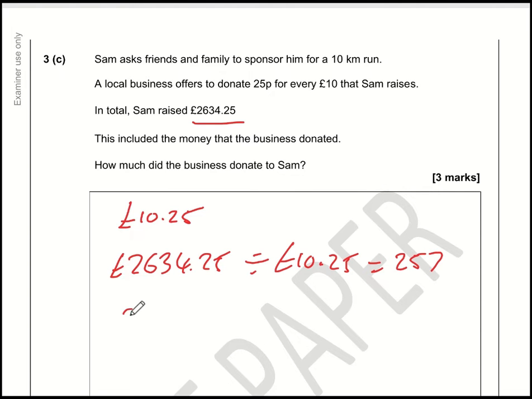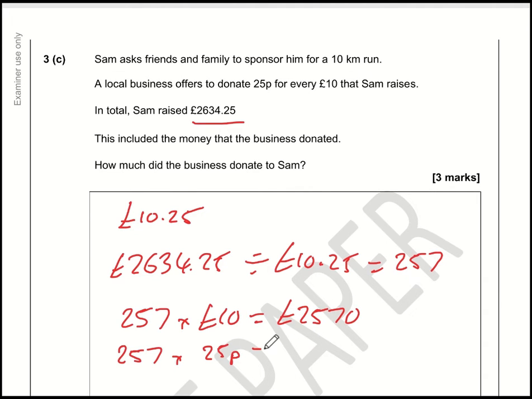So what that means is that Sam raised 250 lots of £10, and that comes to 2,570, and on top of that there was 257 times by 25 pence, which is 6,425 pence, in other words £64.25. We might want to just add these up just to double check that we get to 2634.25, and let's just double check that. So 64.25 plus 2570 does indeed equal 2634.25.